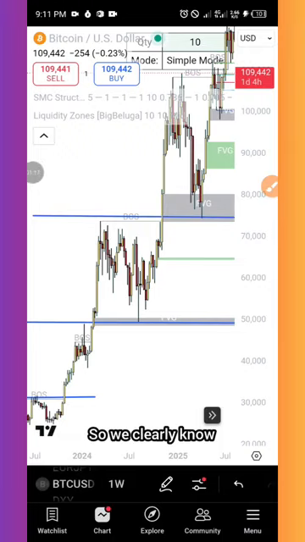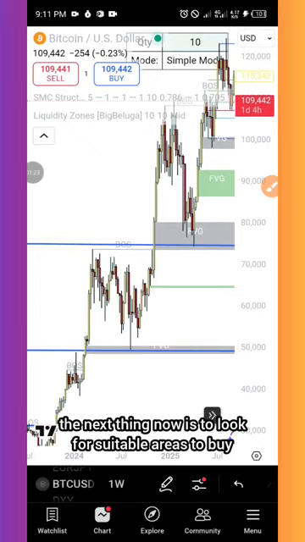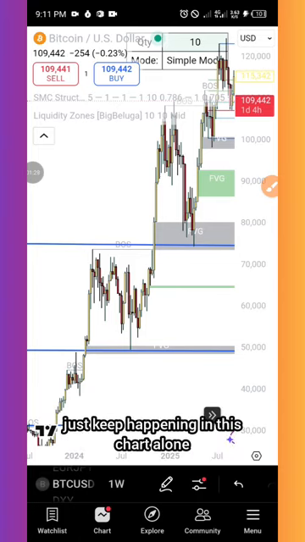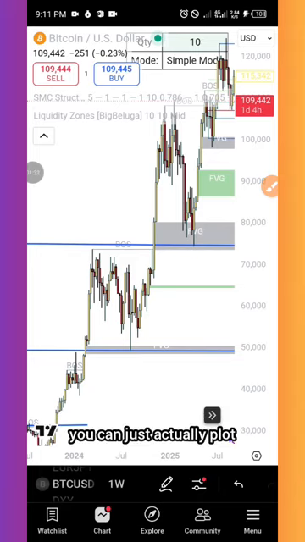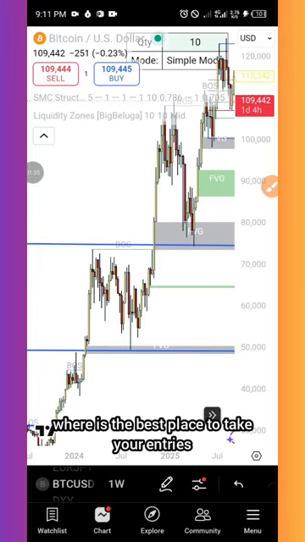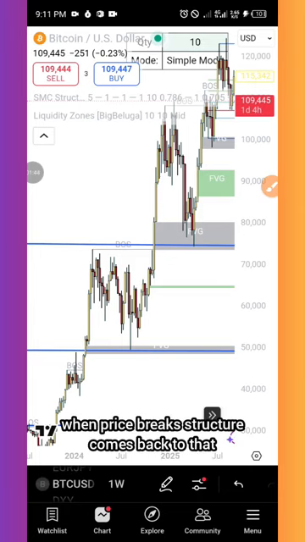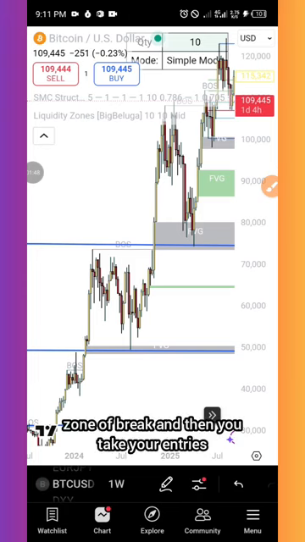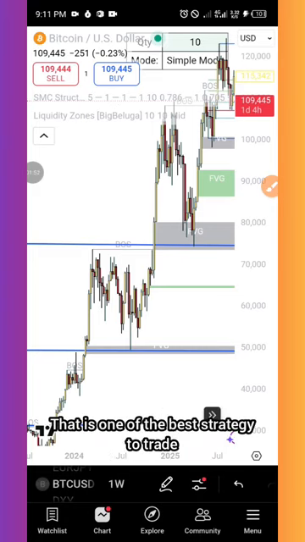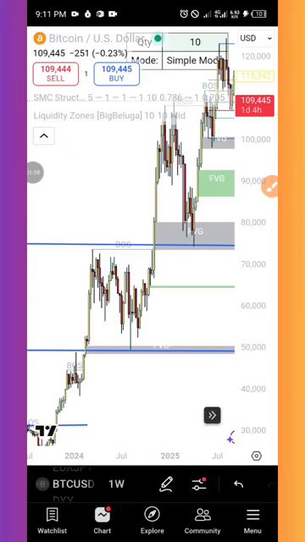So we clearly know that this is an uptrend, and having identified that, the next thing now is to look for suitable areas to buy. With what keeps happening in this chart alone, you can plot the best place to take your entries, and the best place based on structure is break of structure. You have to wait when price breaks structure, comes back to that zone of break, and then you take your entries. That is one of the best strategies to trade.